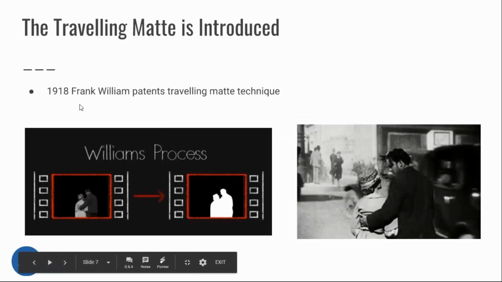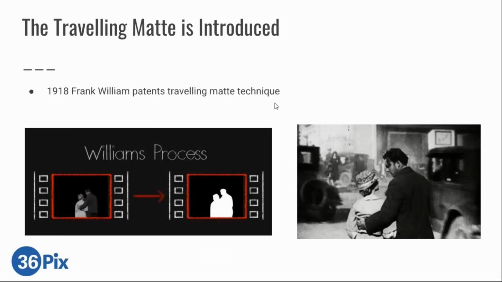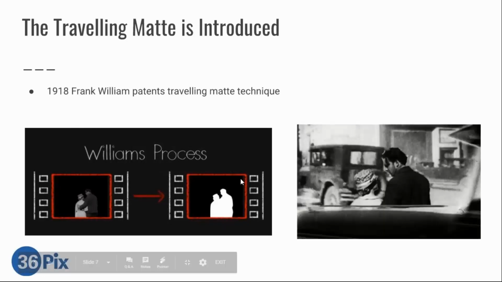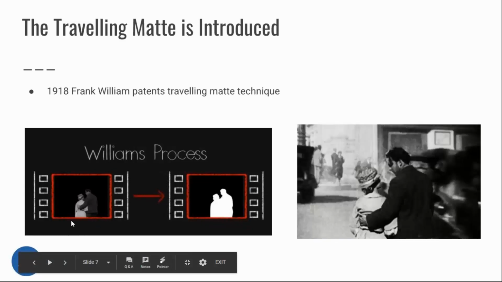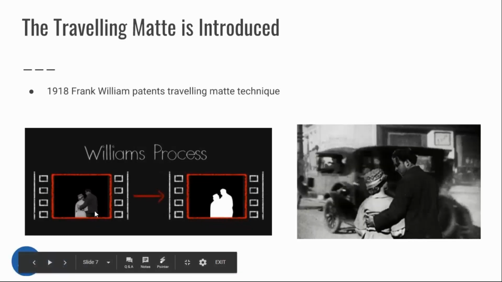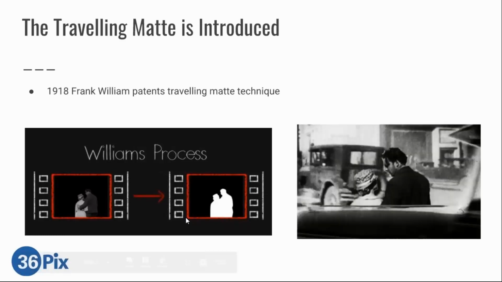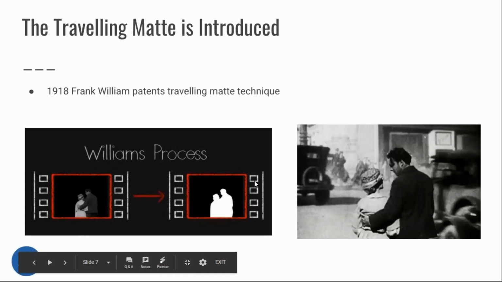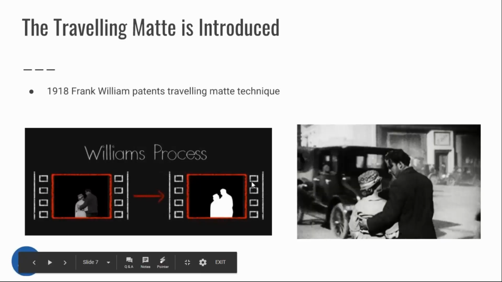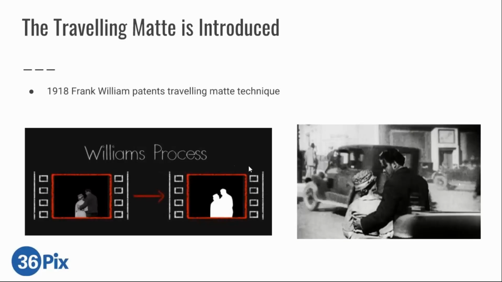So in 1918, Frank Williams patented the traveling matte technique. The idea here was similar, but they had to find a new way to create these matted areas. So what they did is they would shoot their actors on a black screen, as seen here, and then they would copy the image multiple times at higher contrast until they had a nice matte here. When I'm saying mattes, that could be exchanged with what we are now saying as masks. So matte and mask are interchangeable as words here.